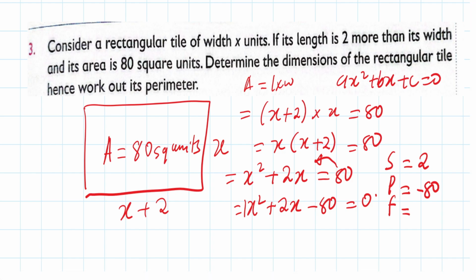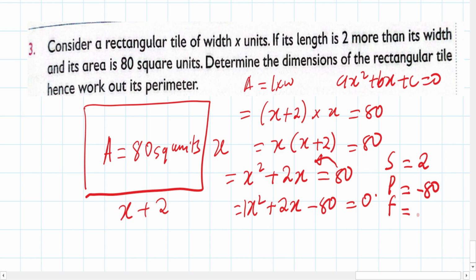I'm also trying to figure this out, but let's see the factors of 80. So we have 8 and 10. By the way, we just found it. It's basically 8 and 10.